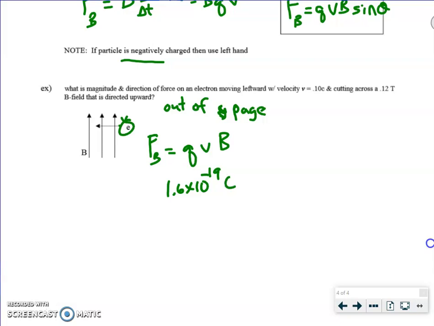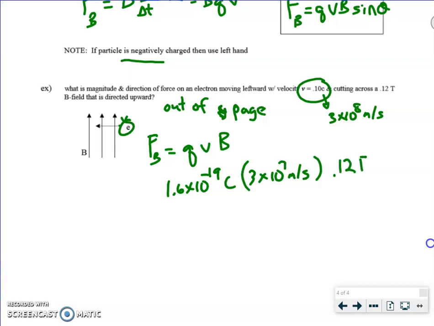So that's coulombs. The velocity, maybe you didn't recognize that, but little c is the speed of light, 3 times 10 to the 8th meters per second. That's a convenient way of often expressing the motion of electrons because they're usually going pretty fast. So if I multiply that by 0.1, I should have really 3 times 10 to the 7th meters per second. And then I multiply that by the B field, which is just a generic 0.12 Tesla. So that's how I calculate it. And when I do calculate it, I should get a value of around 5.8 times 10 to the negative 13 newtons.